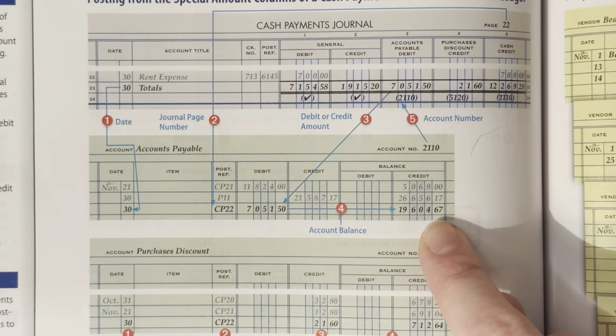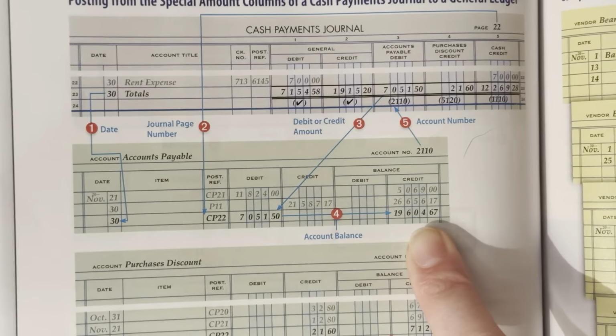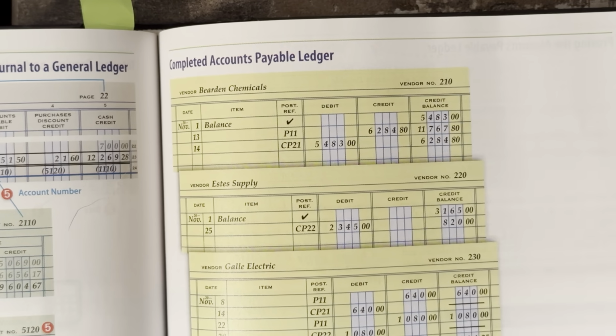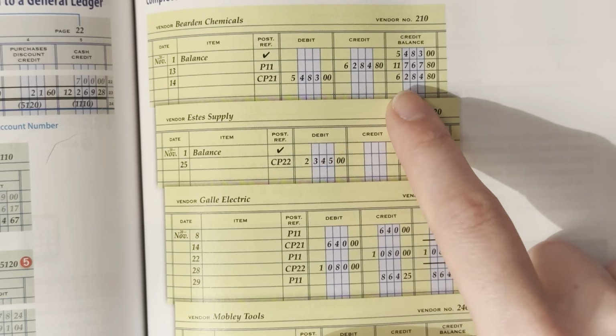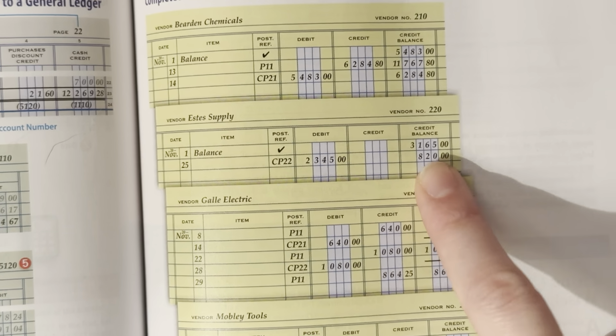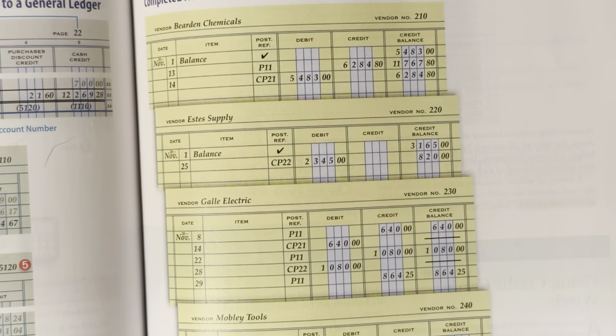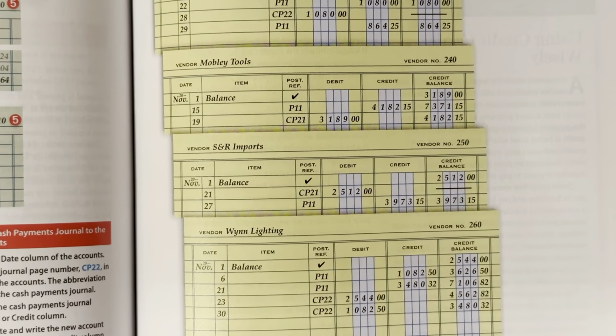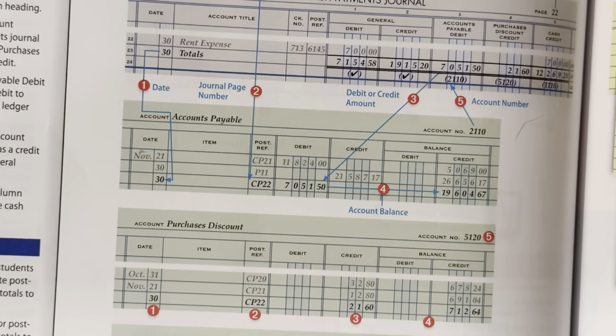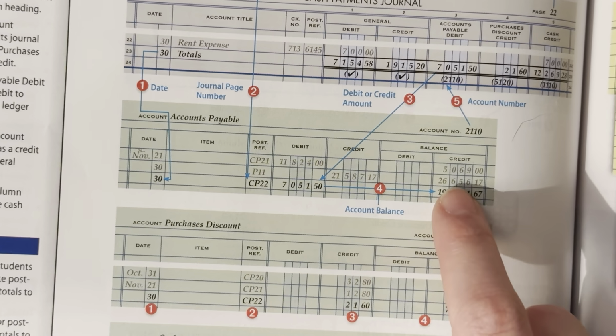If you want to get down to the details of the accounts payable ledger, then you come over to those ledgers and say, okay, we owe them this much, we owe them this much, we owe Galley this much, Mobley this much, and we just keep working our way down. This is just that generic summative amount.